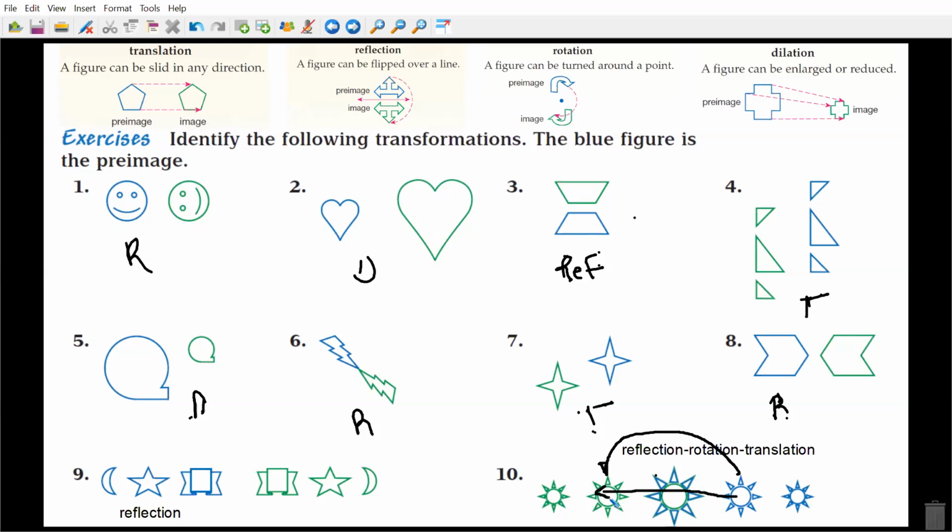And depending on the shapes of the figures, like in this case of exercise 10, you will be able to identify different forms of transformations. Is that clear up to number 10, guys? Yes, no problem? Okay, let's move on.